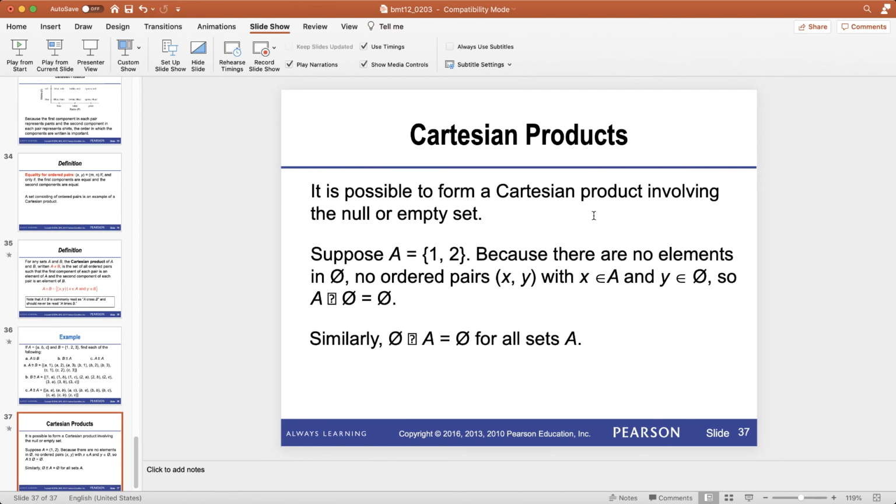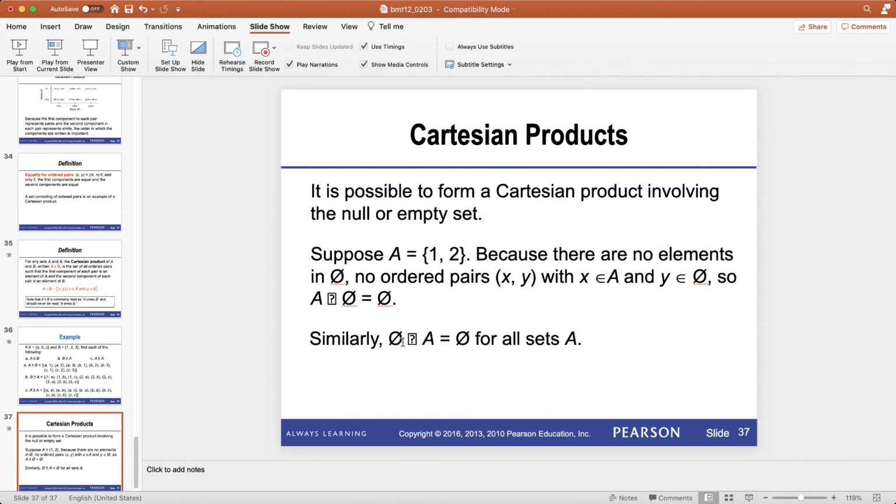So it is possible to form a Cartesian product involving the null or empty set. So suppose A is equal to {1, 2}. Because there are no elements in the empty set, there are no ordered pairs (x, y) with x belonging to A and y belonging to the empty set. So A cross the empty set is equal to the empty set. Basically, you can't make ordered pairs because the second one didn't have anything, right? It's the empty set. So how are you going to make a pair? There's no second element to make a pair with.